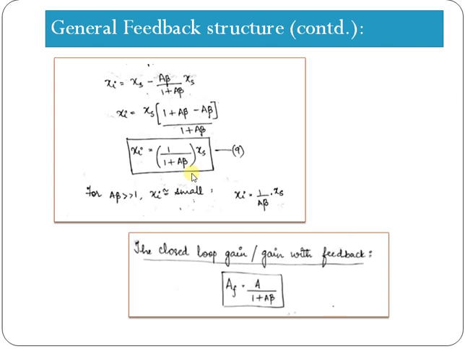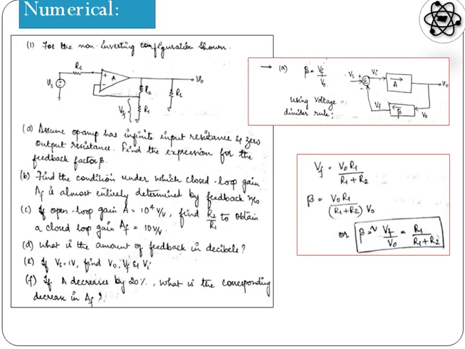Now to compute the closed loop gain, we have AF equal to A divided by 1 plus A beta, and this derivation we have already seen earlier. Next, coming to the numerical shown in the figure, we need to compute the value of the feedback factor beta, that is part A of the question.